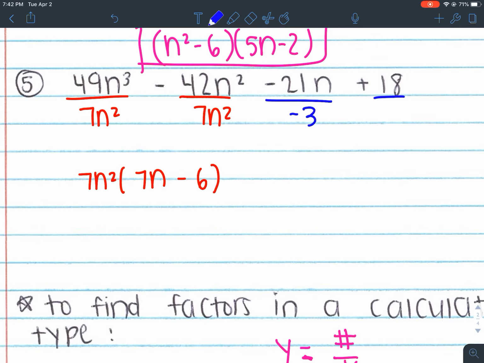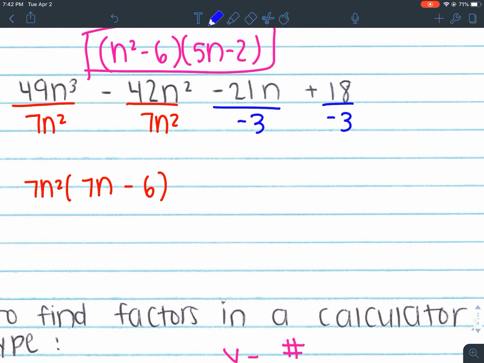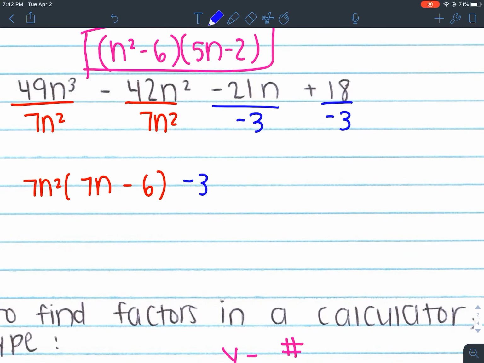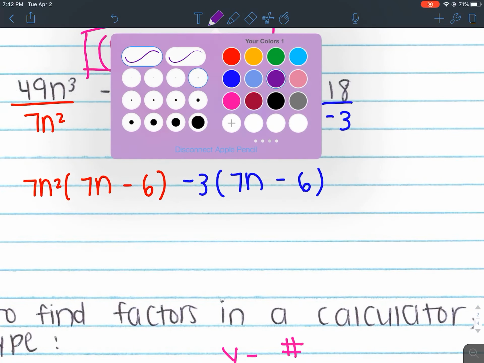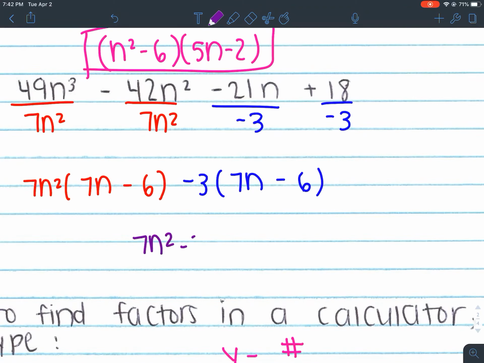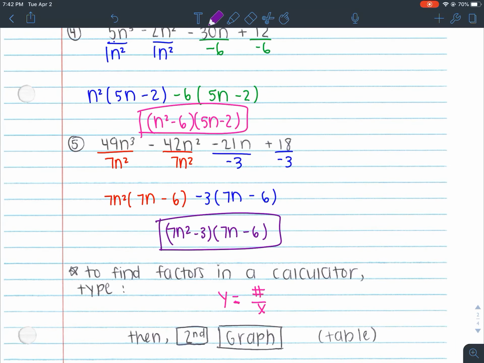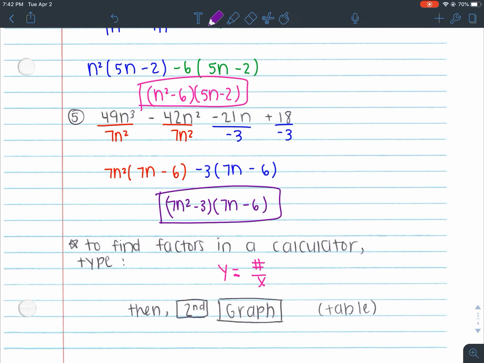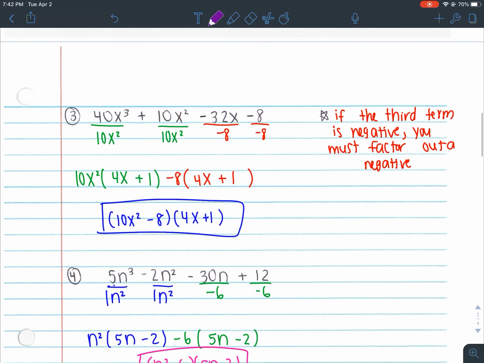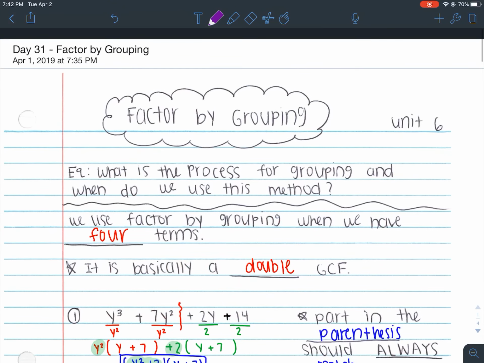That's going to be a negative 3. Okay, remember that first one was negative, so you want to take out the negative there. And then we have positive 7n minus 6. So parentheses match, so I am good. 7n squared minus 3, 7n minus 6. There you go. That's factoring by grouping. So again, this leads into the next few days, so get really comfortable factoring by grouping because you're going to have to do this for the other ones as well.